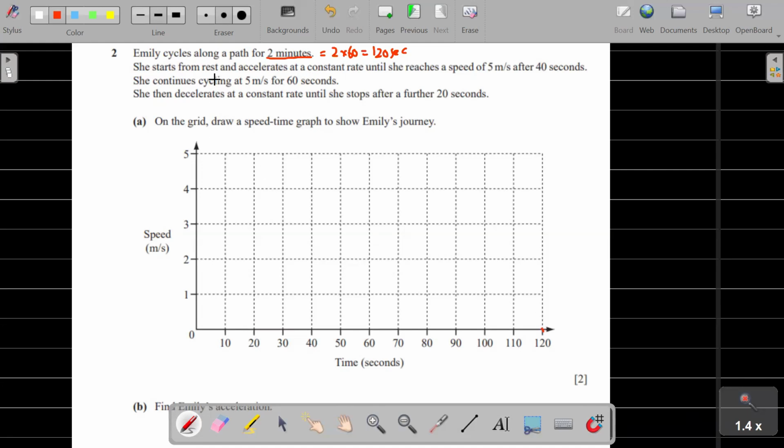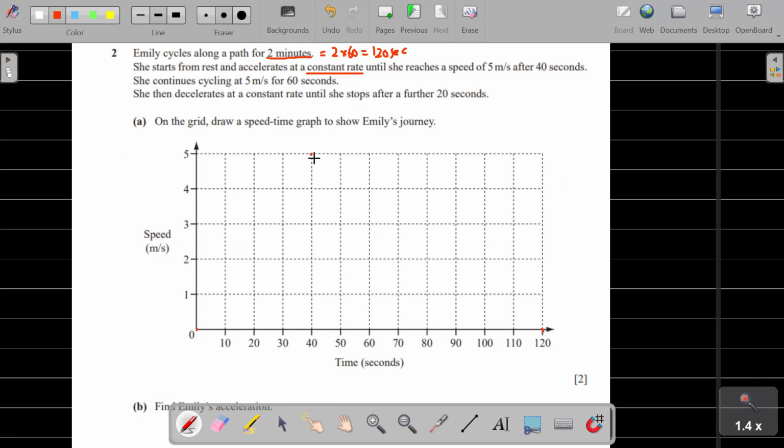She starts from rest and accelerates at a constant rate until she reaches 5 meters per second after 40 seconds. Padma, what does it say now? She continues to cycle with a constant speed. Constant speed shows that she did not take any turn or any break. She continued to move at 5 meters per second till this point, 40 seconds. Is it clear, Fatma? Yes, miss.